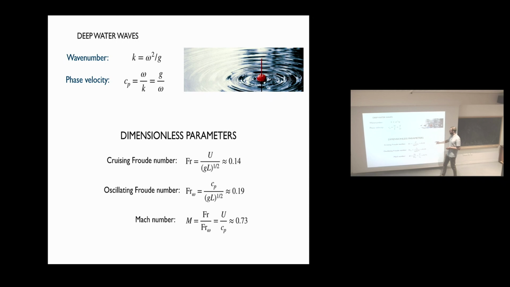You can also work out a bouncing Froude number or an oscillating Froude number, which is the phase speed over square root GL. So it's the same idea as the classical Froude number, but with the phase speed instead of the boat speed. And from those, you can divide one by the other and get a Mach number. So the Mach number tells you the boat speed with respect to the phase speed, and that's less than 1.